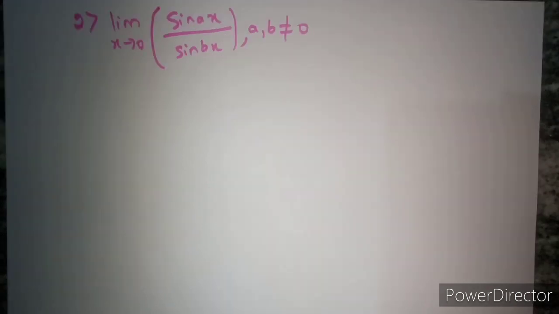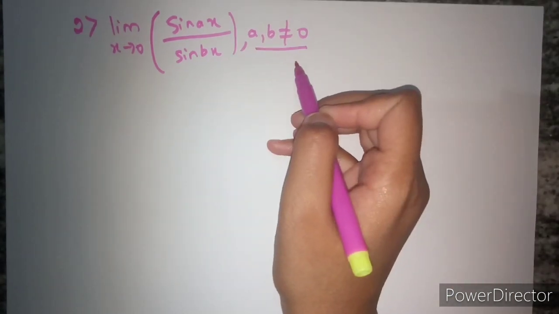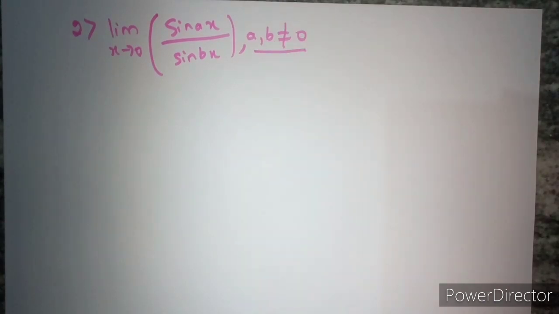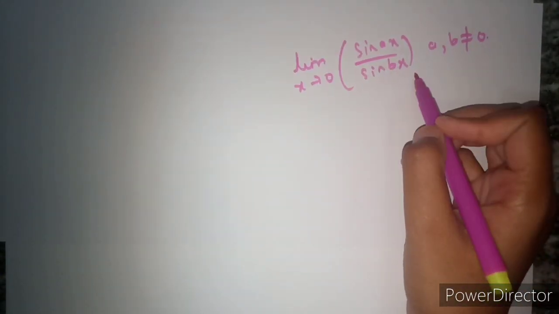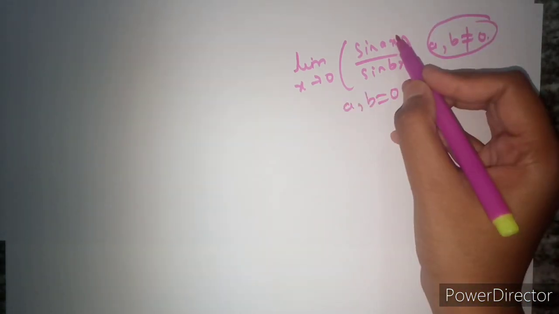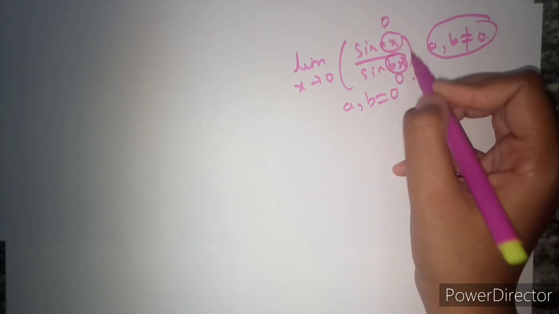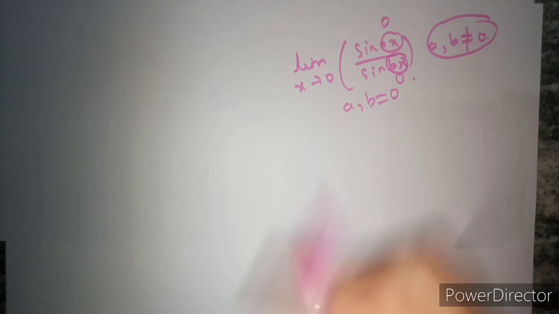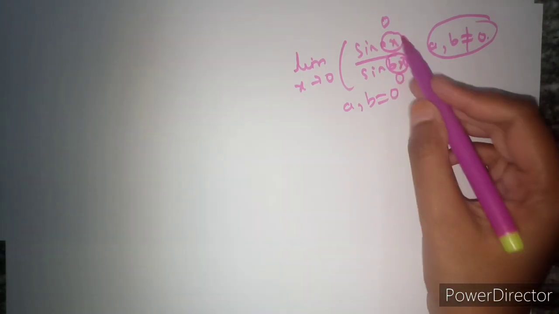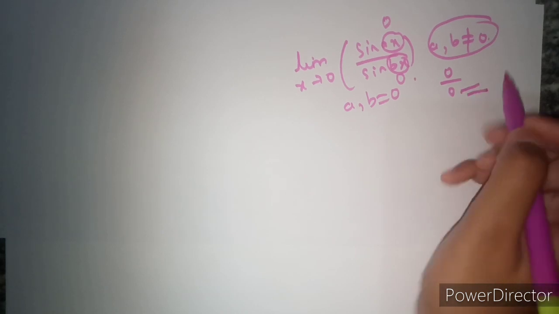So the second question is limit x tends to 0, sin ax by sin bx, where a comma b is not equal to 0. Here a comma b is not equal to 0. So this is the question we have, right? Suppose if a and b are equal to 0, then what it will become? Then the angle will be 0, here also 0. So this is of the form sin 0 by sin 0, which is 0 by 0. We are getting indeterminate form.